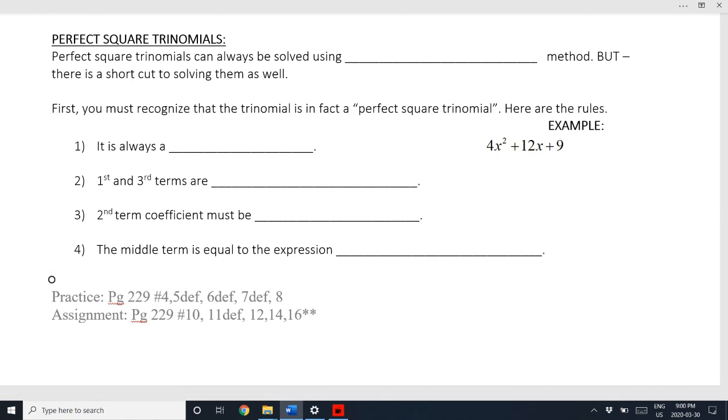Okay, so perfect square trinomials can always be solved using decomposition or complex trinomial factoring. But there is a shortcut method to solve them, which is the perfect square trinomial method. I'll show you what that is. If you don't feel comfortable with it, you could just use the complex trinomial factoring. First, you must recognize that the trinomial is in fact a perfect square. Here are the rules that you must follow to do the shortcut method and to recognize that it's a perfect square. So it is always a trinomial.